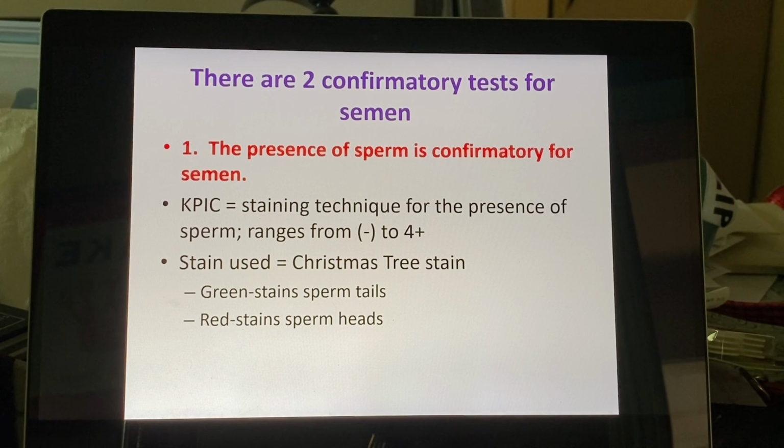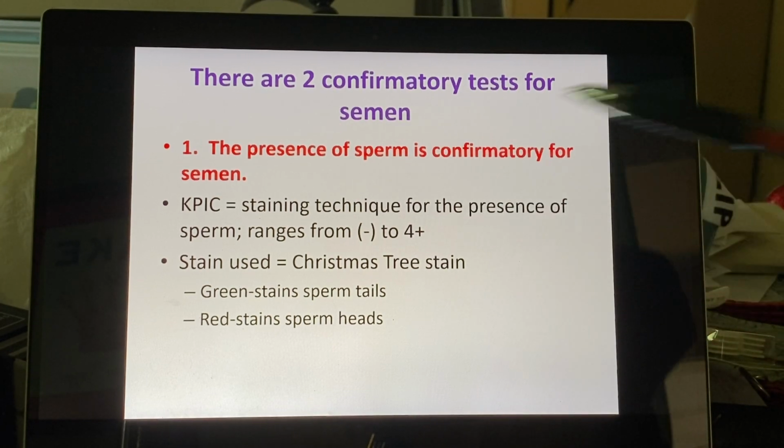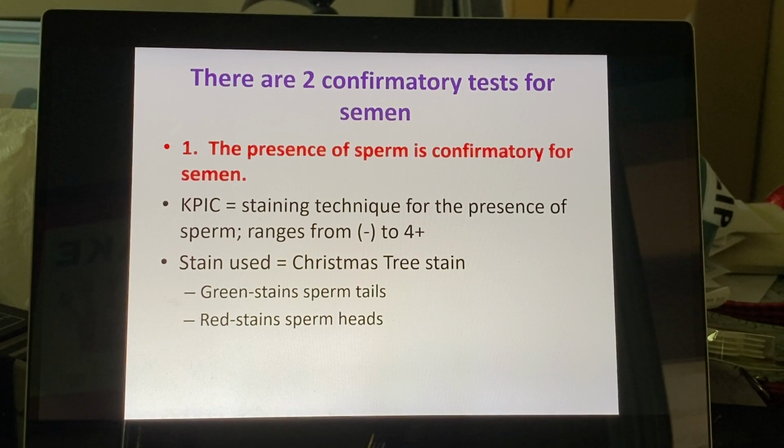Again, this is where the forensic scientist ranks it from negative, meaning they don't see any sperm or sperm heads present, because remember, the heads are the important part. That's where we're going to get our DNA. 4+ would mean that they see many sperm heads. So yeah, it's a little subjective, but a 4+ KPIC result tells you that you can use less of the sample to try to do DNA. That's a really good indication that we have a lot of sperm heads, and there's a really good chance we're going to be able to get a DNA profile from that.